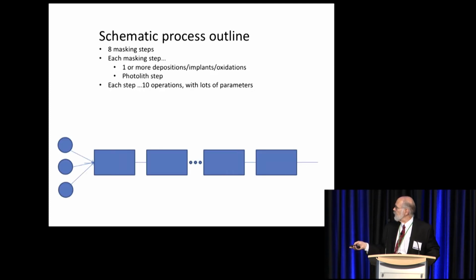So, you know, schematically, a process starts out with, let's say, some inputs like materials. In our case, it runs through a deposition step and a masking step to define, let's say, a piece of metal on there. And you go through a number of steps like this. In our process, we had 8 masking steps. Each masking step had 1 or more depositions and 1 or more photolith steps. And each of those had sub-steps.